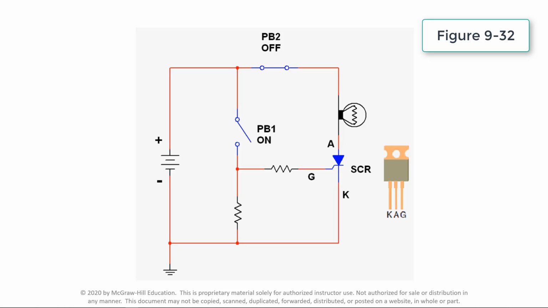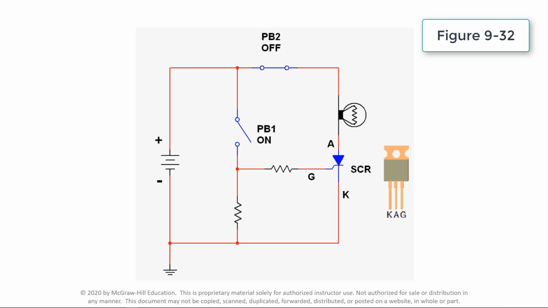This video demonstrates the operation of an SCR operated from a DC source. The anode is connected so that it is positive with respect to the cathode, or forward biased. Momentarily closing switch PB1 applies a positive current-limited voltage to the gate of the SCR, which switches the anode to cathode circuit into conduction, thus turning the lamp on.